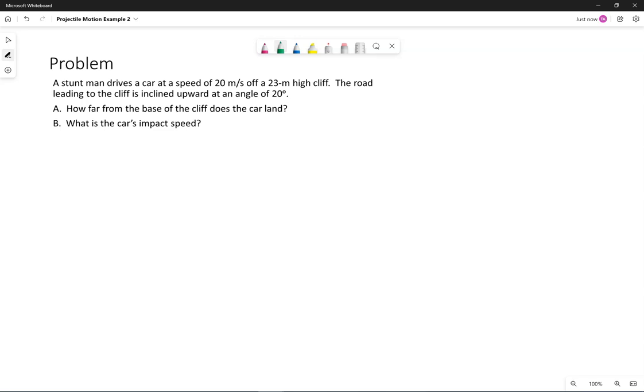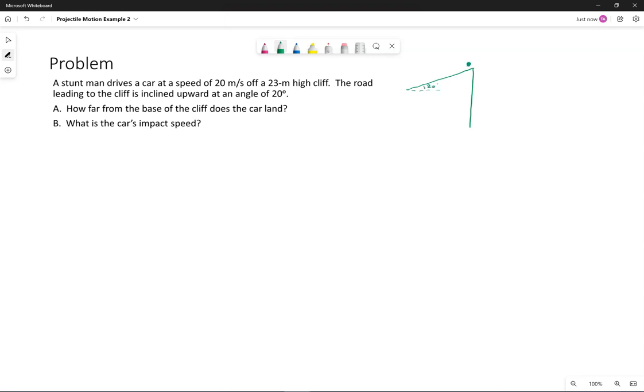Right, here is our second example of projectile motion. Again, I'm going to draw a rough sketch. So we have this stunt driver. The problem tells us the road leading up to this cliff is inclined upward at 20 degrees.